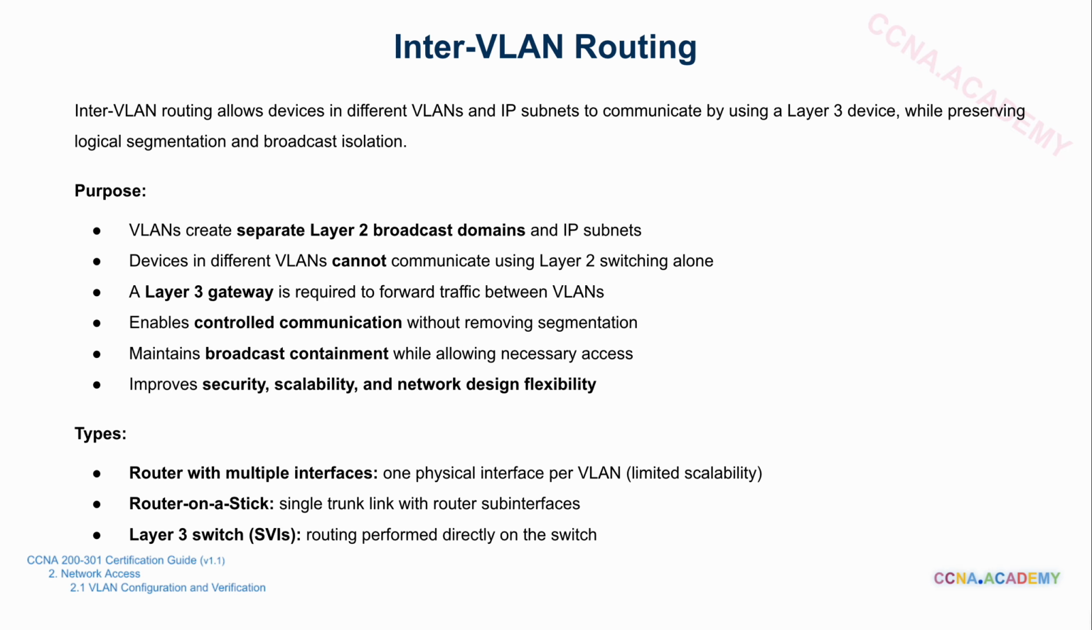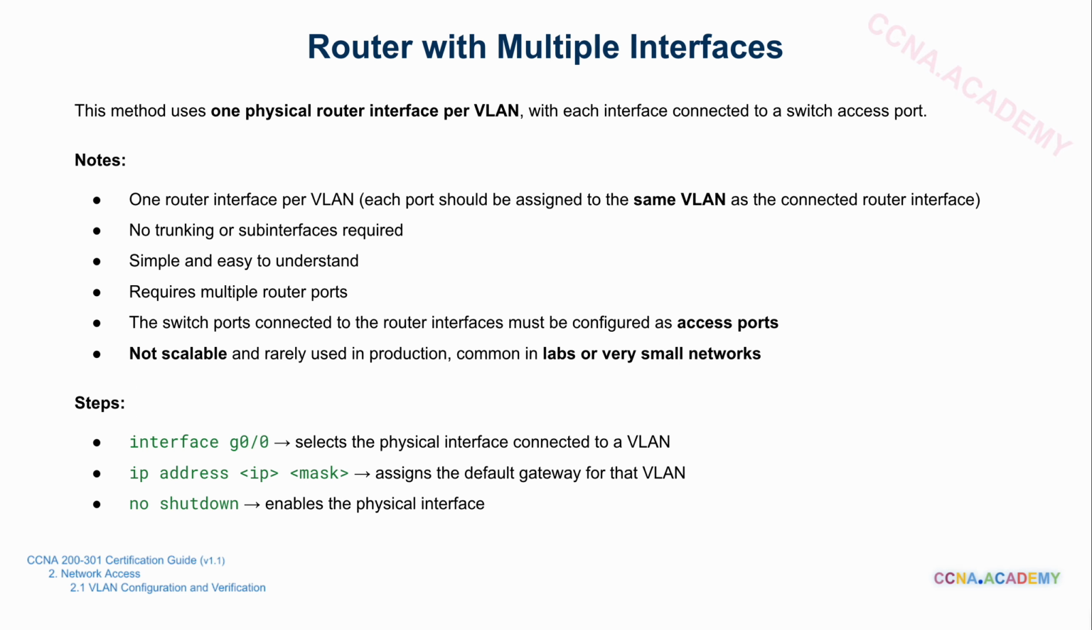There are 3 common ways to implement inter-VLAN routing. In this session, we focus on the first option, using a router with multiple physical interfaces, where each VLAN connects to its own router interface. We'll cover the other 2 approaches, router on a stick and Layer 3 switching, in the next section when covering trunk ports.